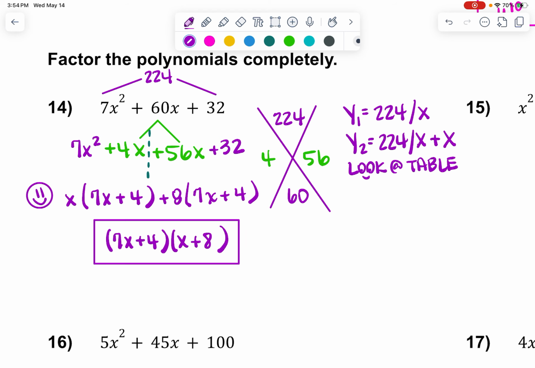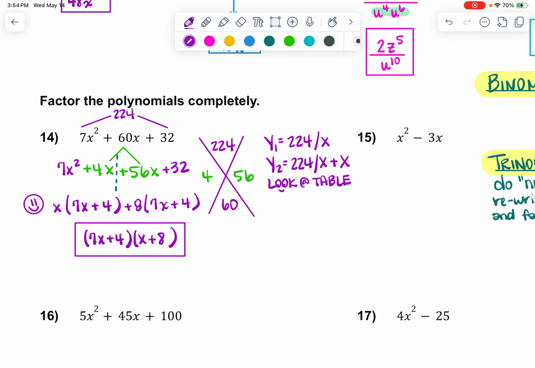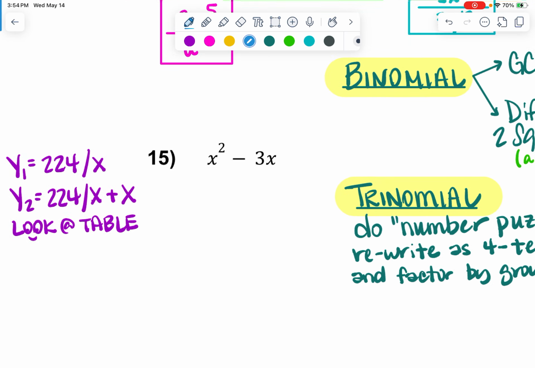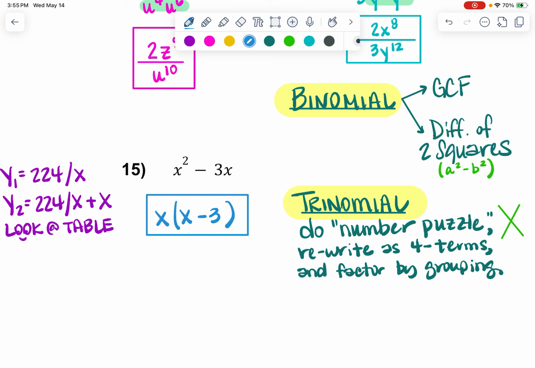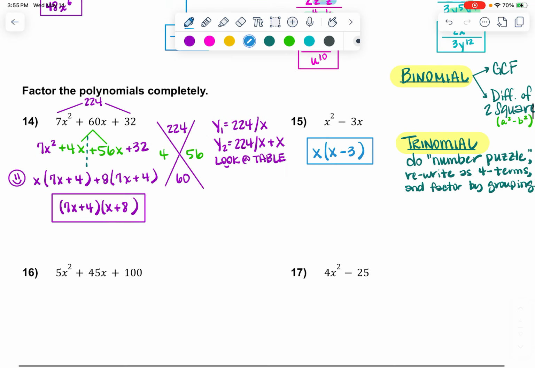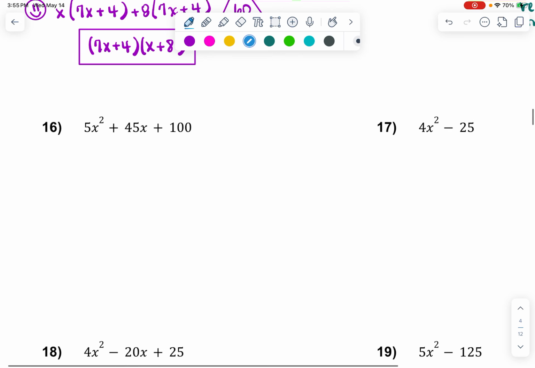All right, so I took a really long time to explain that one, so I'm going to go a little faster as we go through these last few. When I go to number 15, I notice that is clearly a binomial. So remember, with our little notes over here, the only way we can factor a binomial is either a GCF or a difference of 2 squares. This is clearly not a difference of 2 squares because 3x is not a perfect square, which means it's a GCF problem. And it looks like the only thing those 2 terms have in common is an x. So I'm going to factor out the x, which leaves me with x minus 3, and that's it. Those are our 2 factors. Ta-da!